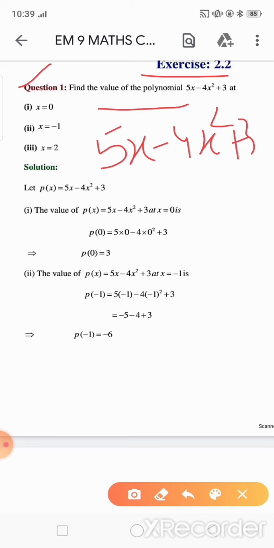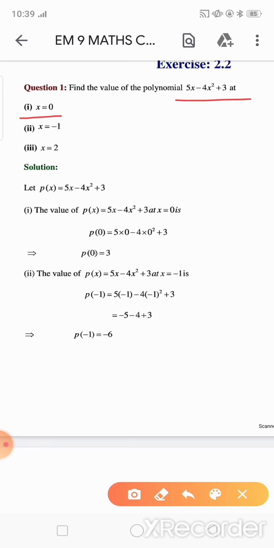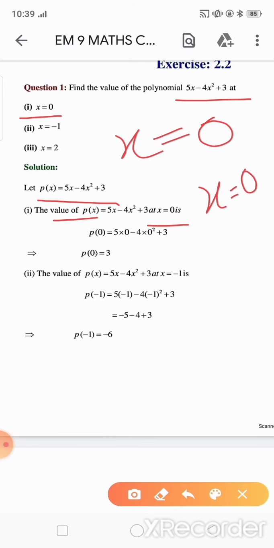So in question number 1, the first case is for the value of x equal to 0, we have to find the polynomial value. So first we start to solve. We write our polynomial p of x is equal to 5x minus 4x square plus 3. For the value of p of x at x equal to 0, we substitute the value x equal to 0. We write p of 0 is equal to 5 into 0 minus 4 into 0 square plus 3. Simplifying this step we get the value of p of 0 is 3. So the value of the polynomial at x equal to 0 is 3.